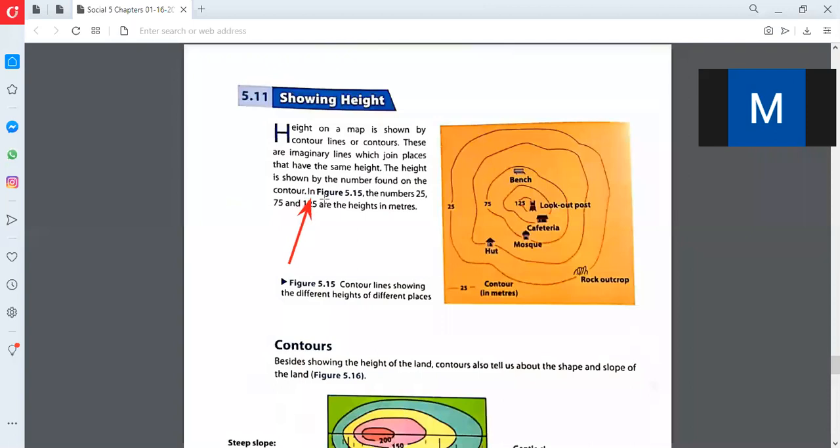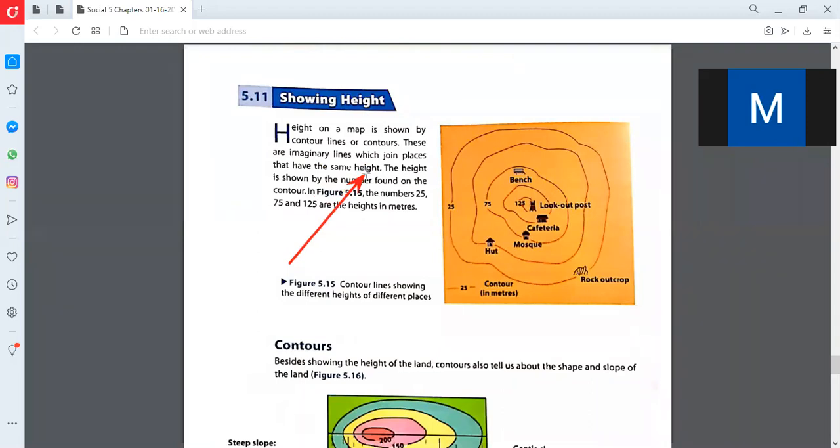So the height is shown by the number found on the contour. These are imaginary lines which join places. For example, if we divide this picture into four pieces, we can easily join them because of these lines. Why? Because these lines can connect themselves and make a complete shape. So these are imaginary lines which join places that have the same height.